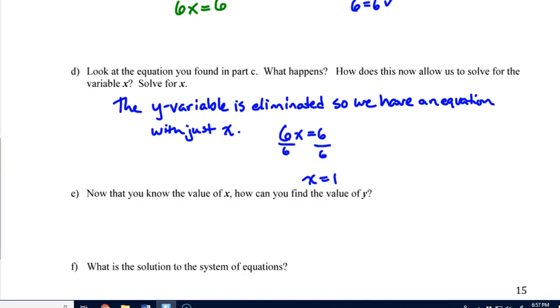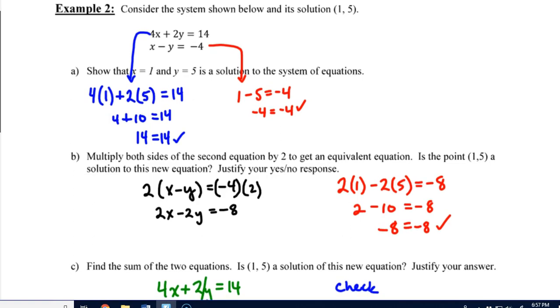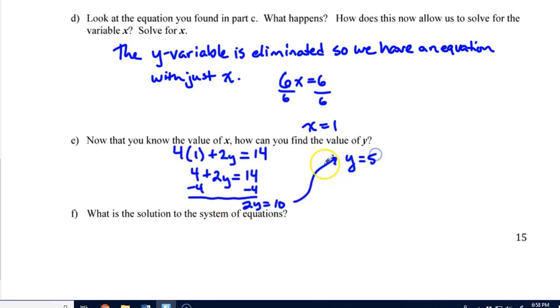How to find the value of y? Pick either of your equations. Might go with the top one again to avoid negatives, but the bottom one looks pretty easy too. You can go either way. So I went with the top equation, made those substitutions. And so our solution is 1, 5.